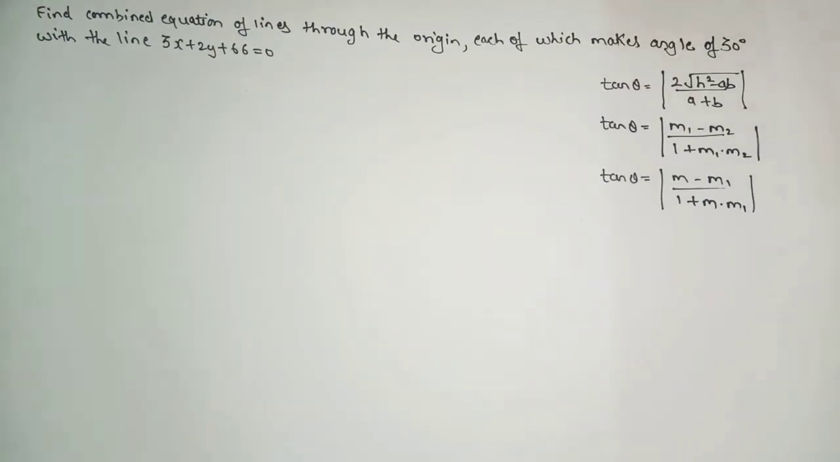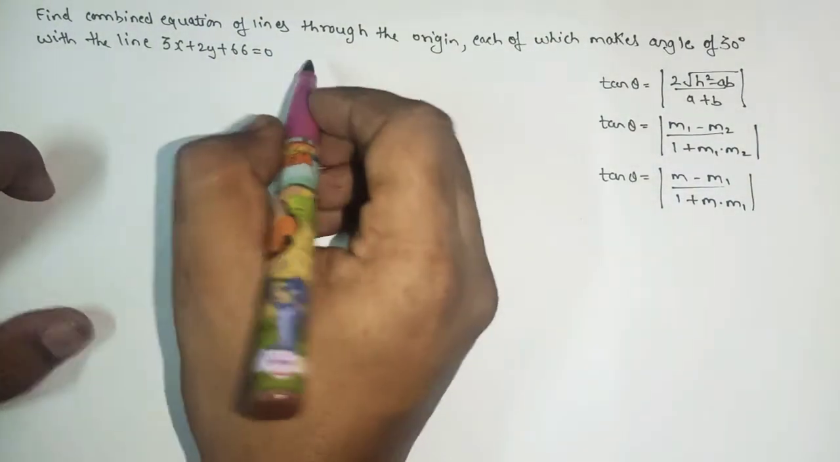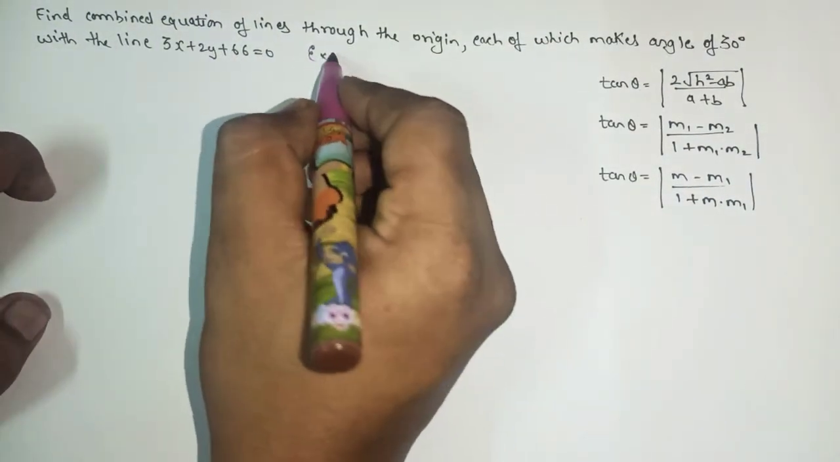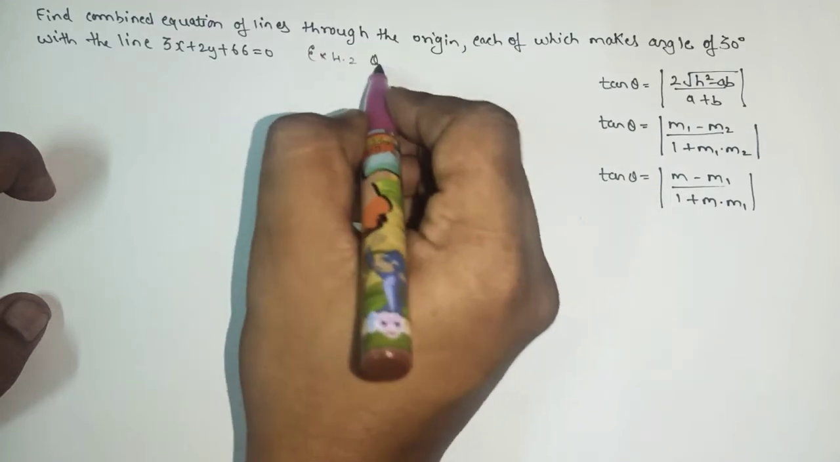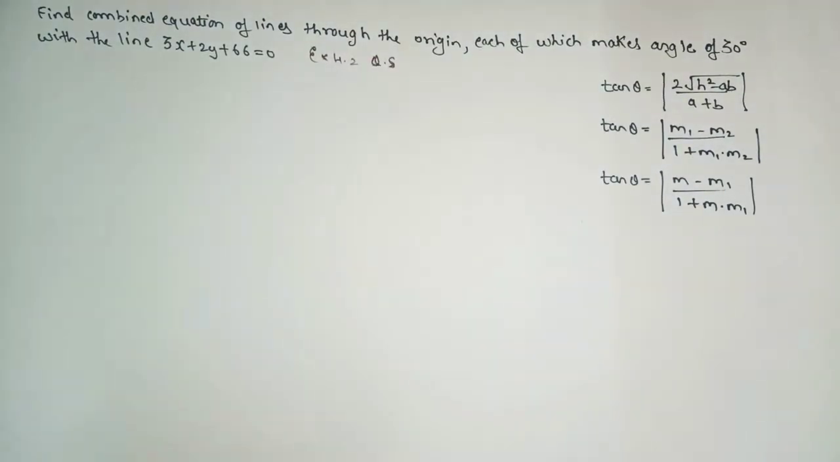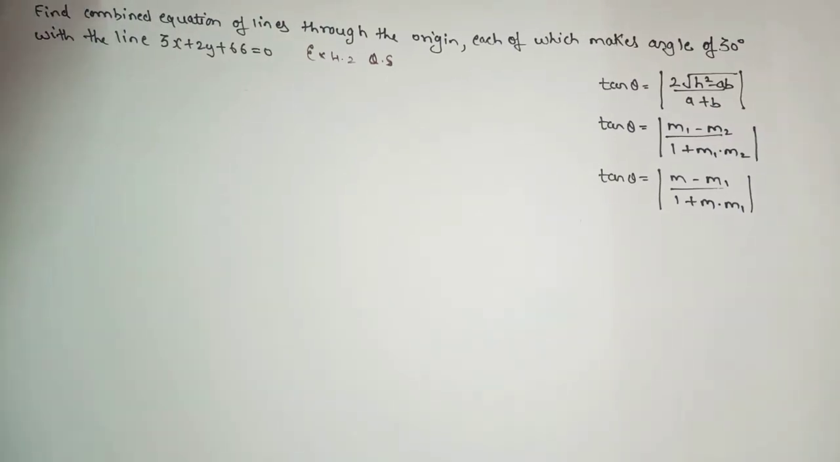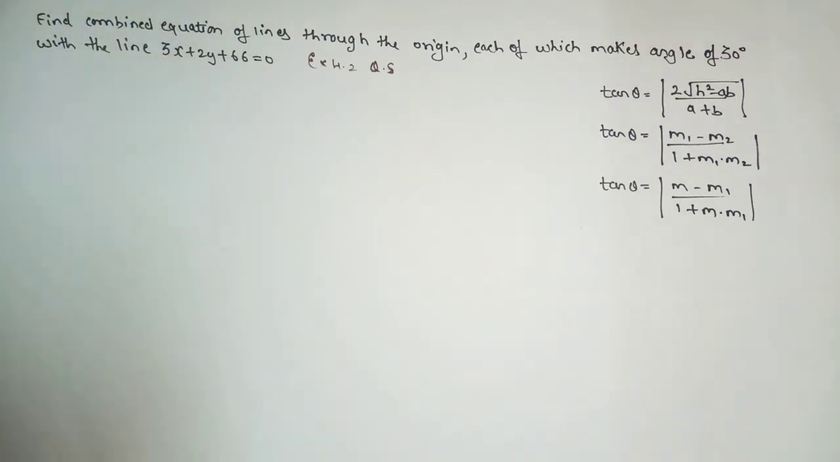Hello students, so let's check one more very important example, a very important sum from the chapter, and the same type of sum is there in exercise number 4.2, question number 5. The weightage of the sum is again 3 to 4 marks, where you have to find the combined equation.